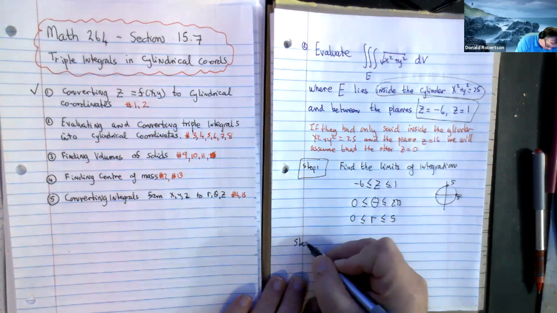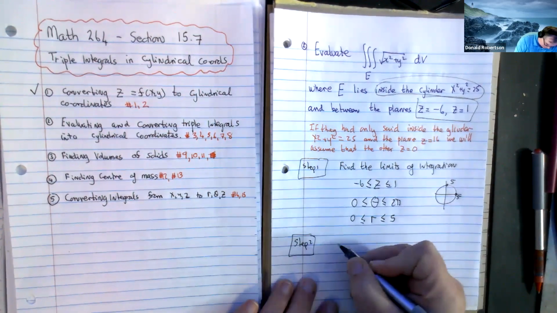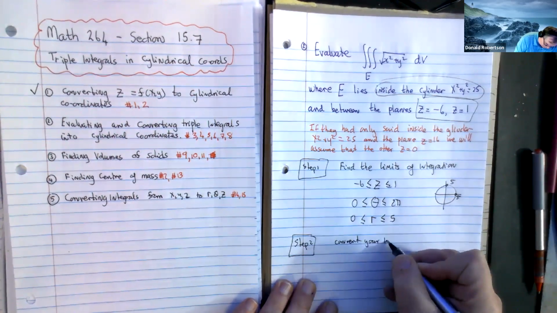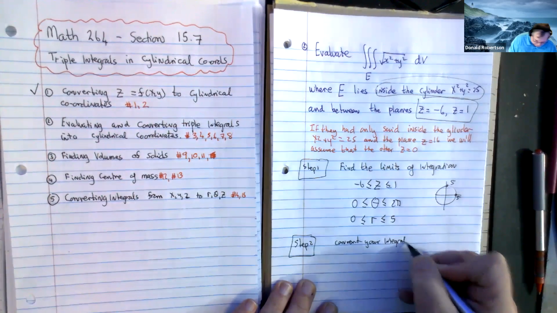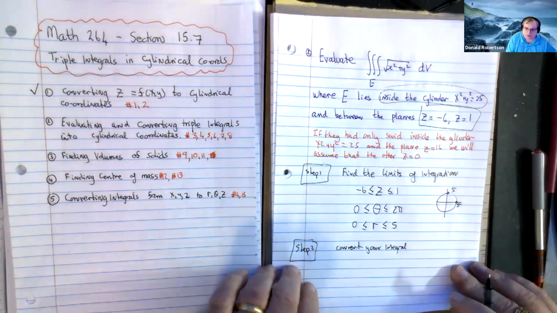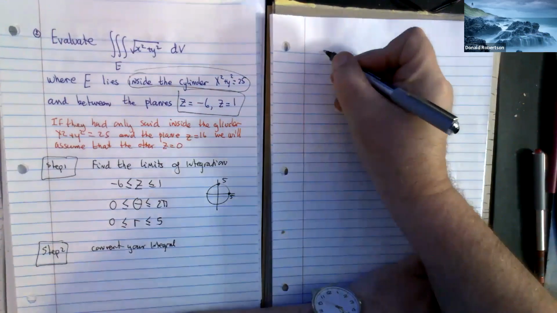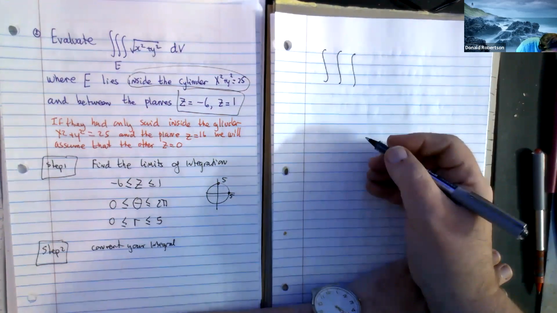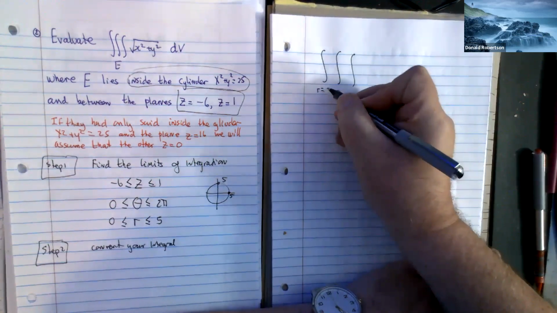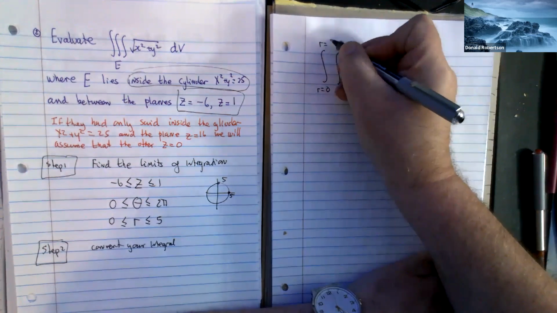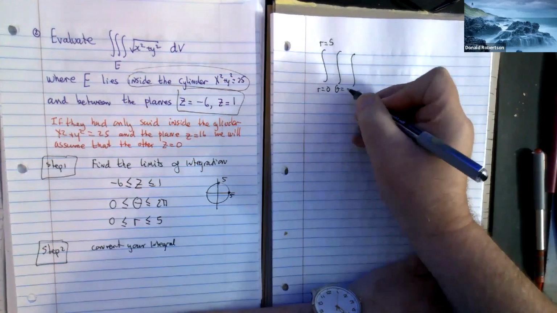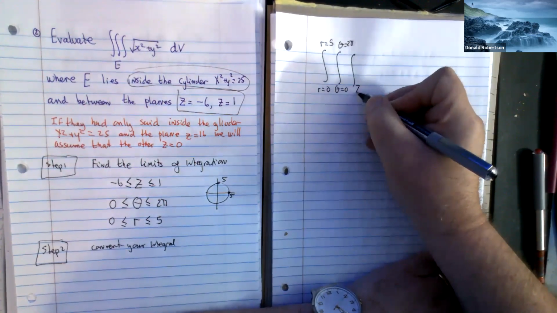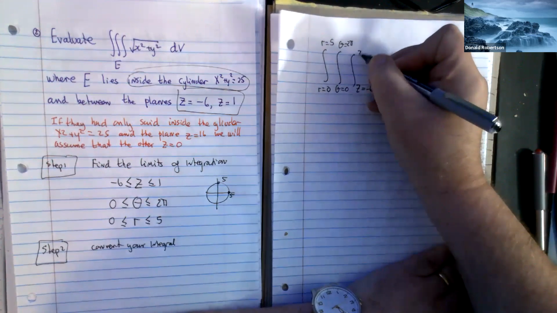Okay, so step 2 then. Convert your integral. So we're going to convert that guy into polar. I'll do it over here. I have 3 limits, and since they're all numbers, I'm going to go r equals 0 to 5. I'm going to go theta equals 0 to 2 pi. And I'm going to do z equals -6 to z equals 1.